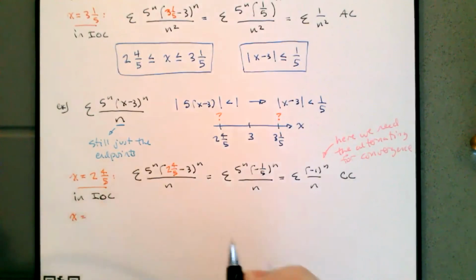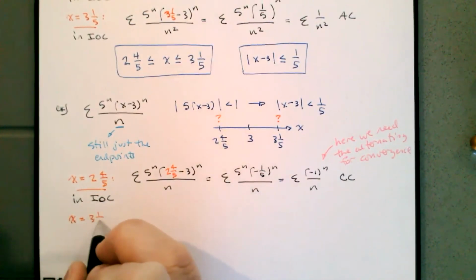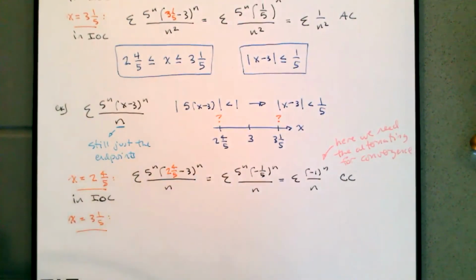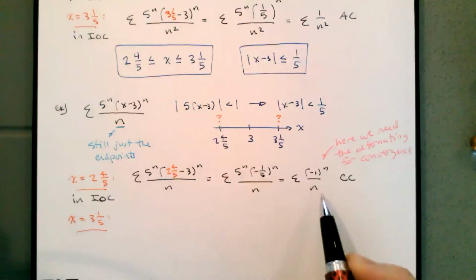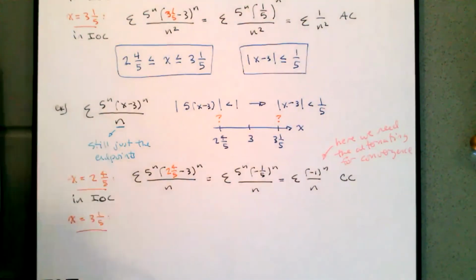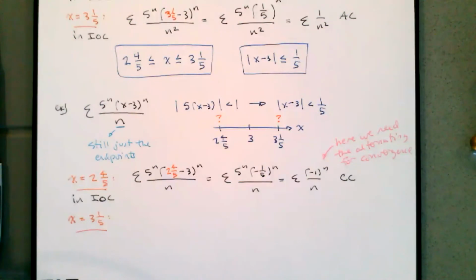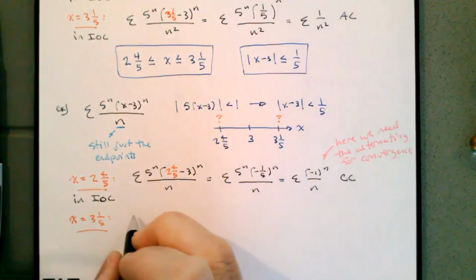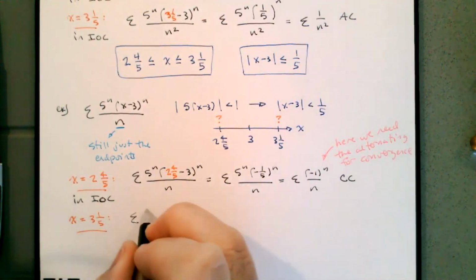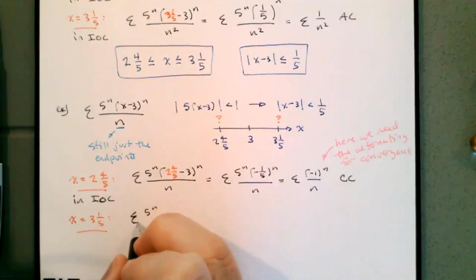At the other endpoint, at 3 1/5, this should also be very predictable. What's going to happen is we're going to get the series 1 over n, and so it diverges, and 3 1/5 will not be in the interval of convergence. Let's see that happen. Because it's not about knowing what's going to happen, it's about seeing what's going to happen sometimes.